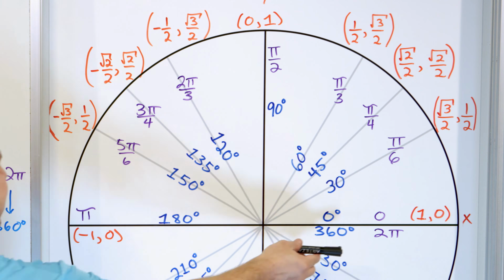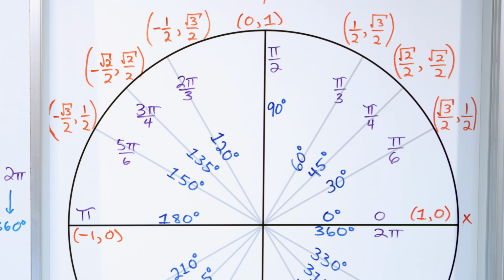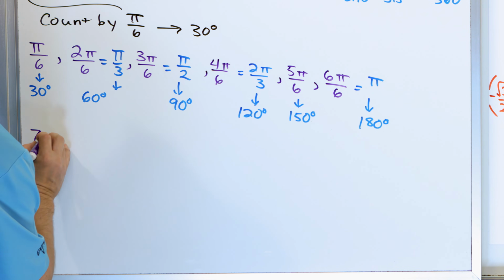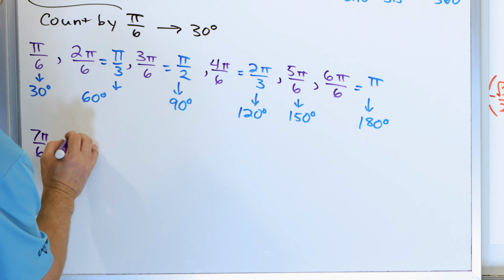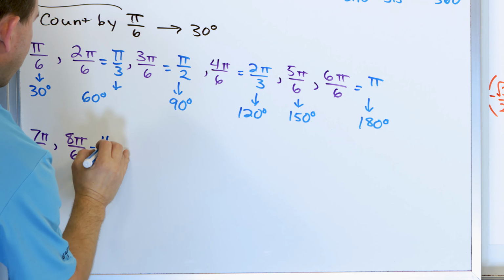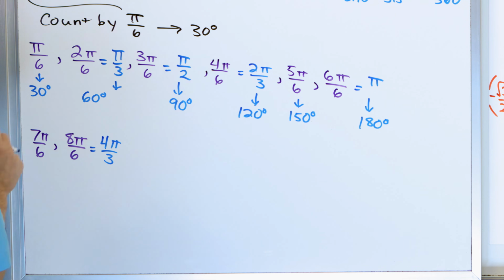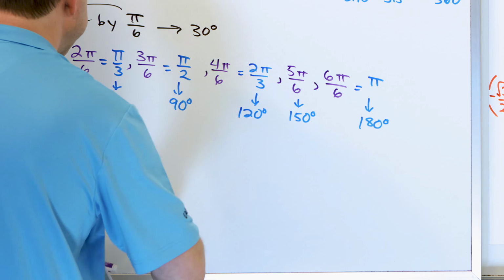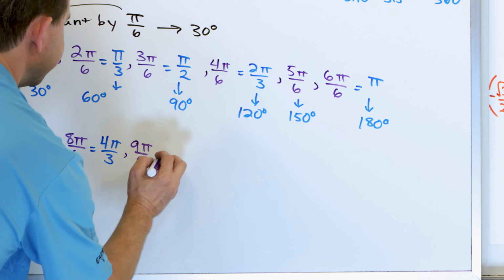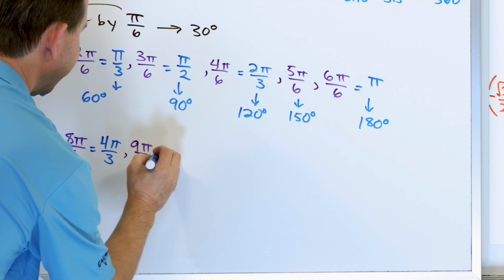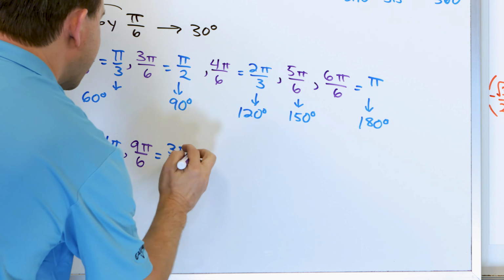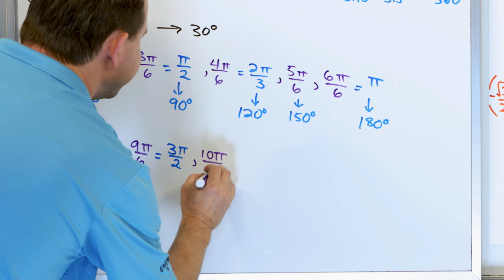Now let's continue going. We got to 6 pi over 6 right here, so we want to go next to 7 pi over 6. This doesn't really reduce to anything. Then we get to 8 pi over 6. When you divide top and bottom by 2, you get 4 pi over 3. That's the reduced fraction, so we're going to write that one in blue. So we have 7 pi over 6, 8 pi over 6. Here we have 9 pi over 6, and we can divide top and bottom by 3, so this would be 3 pi over 2. And now we have 10 pi over 6.